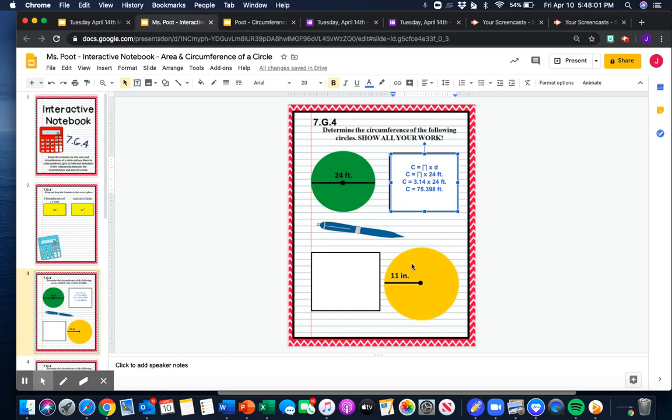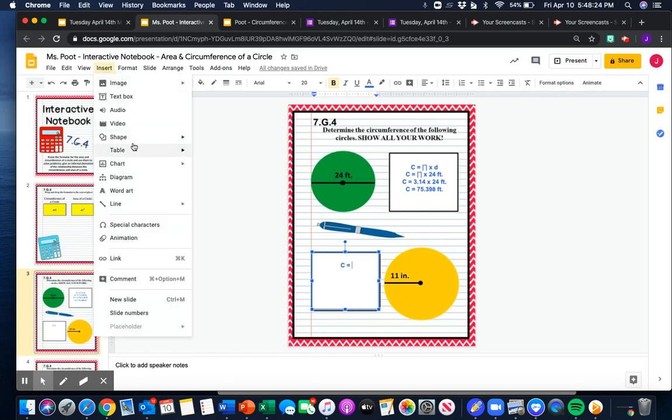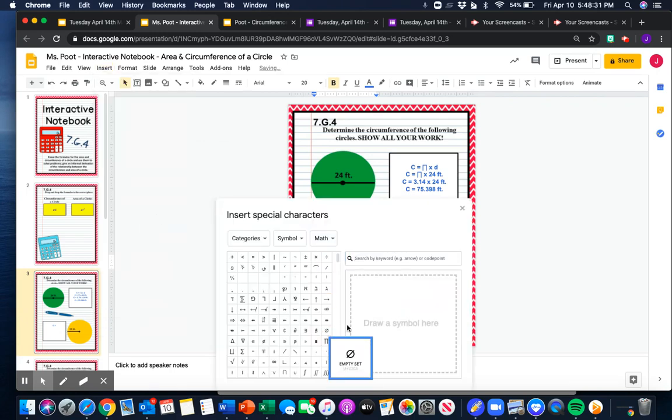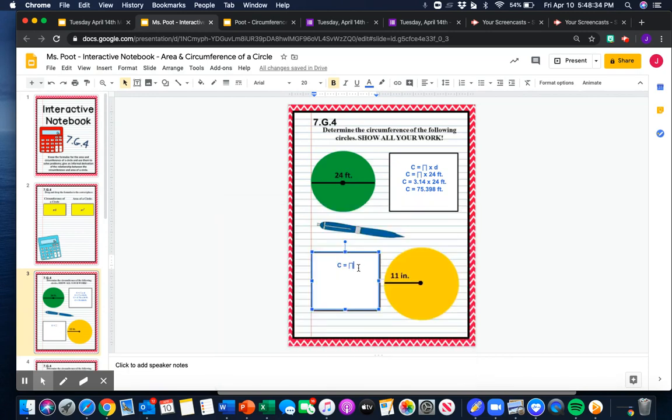I'm going to do it again, but this time for the second circle. First thing I need to do is click the box. Now, like true mathematicians, I got to write the information I know about circles first. And we're solving for circumference. So I'm going to write the formula. Now, why am I asking you to write down the formula over and over again? Because I want you to remember it for your quizzes. So please make sure you write it down every single time. So special characters, pi, click it once and then just exit. It's already there. Times d.